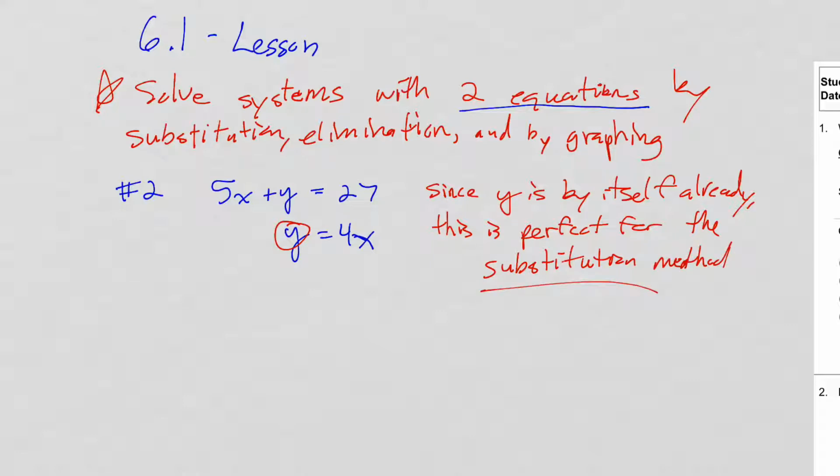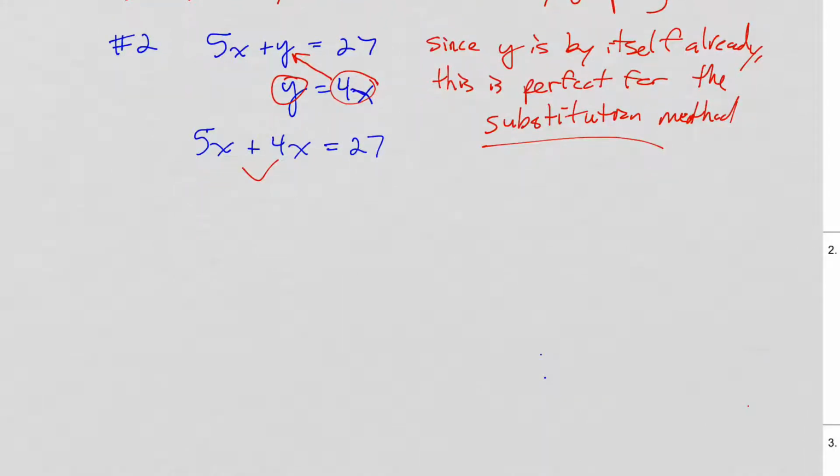In other words, we take y is equal to 4x. So y is already by itself. We're going to take this and put it right there where that y is. And that's all substitution is. Put the 4x in here. And now I have an equation in terms of one variable. So now this can become 9x equals 27. Divide by 9, you're going to get 3. So this is not the answer.